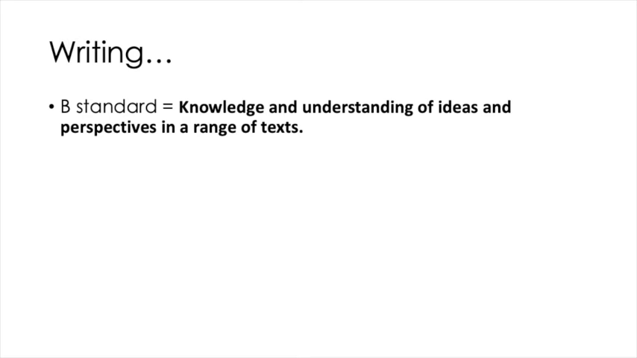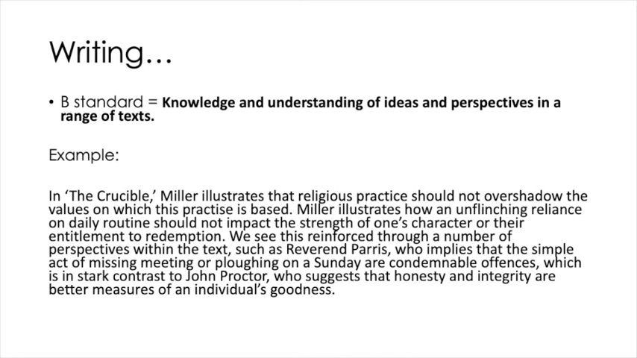of the idea here. And when it says a range of texts, what it really means is a range of areas within the text. I shouldn't just take one example from one context within the book. I should consider a range of evidence. In The Crucible, Miller illustrates that religious practice should not overshadow the values on which this practice is based.